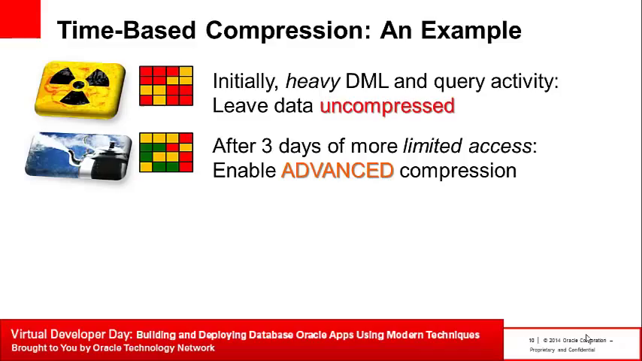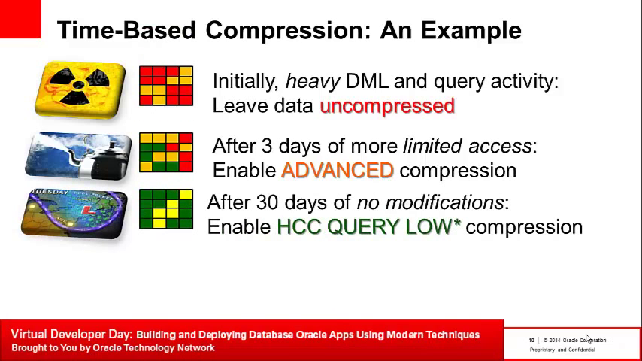Time passes. 30 days since we initially added the data, it's not being modified at all. We're still querying it every once in a while, but not that often. So let's enable a higher degree of compression. Let's use hybrid columnar compression, query low compression state, what we also call warehouse compression, low warehouse compression. And after 90 days, hey, this thing is ice cold.